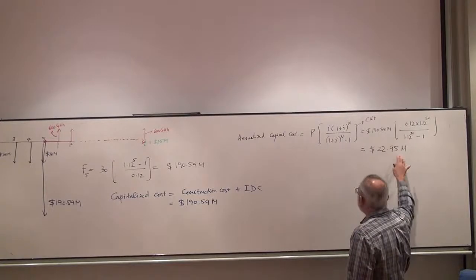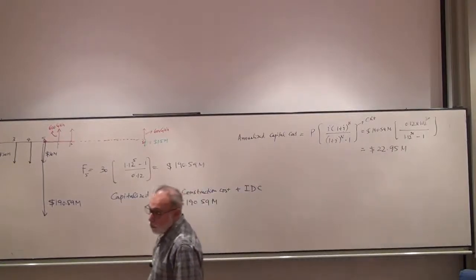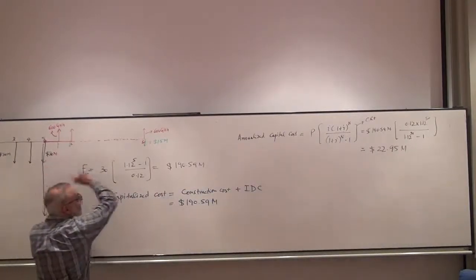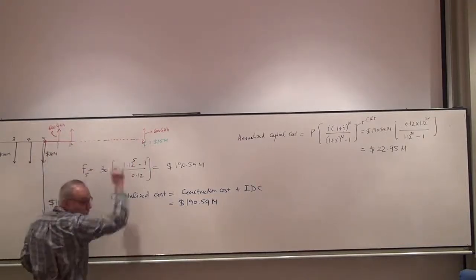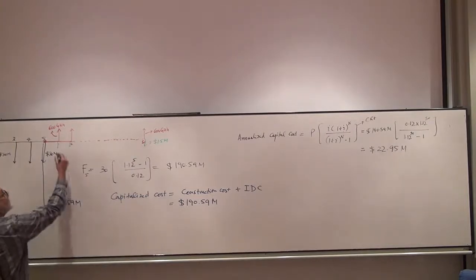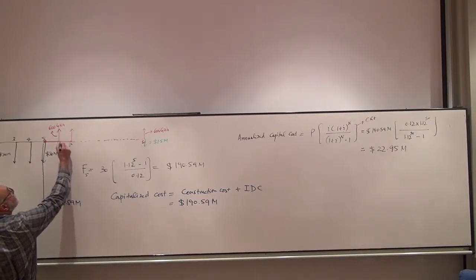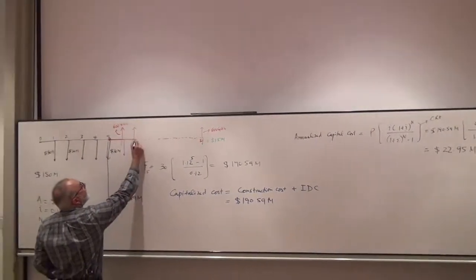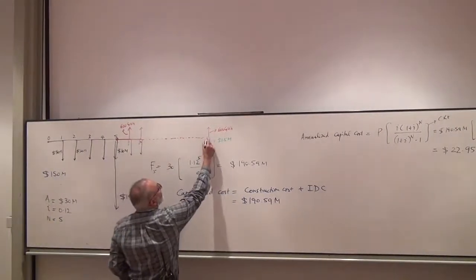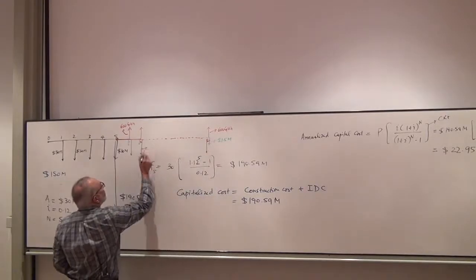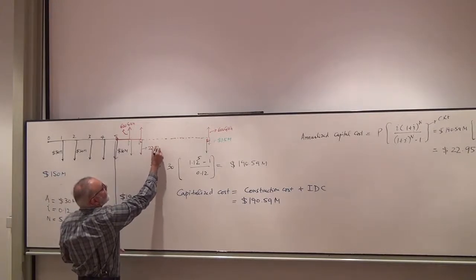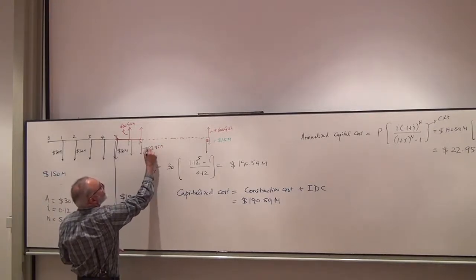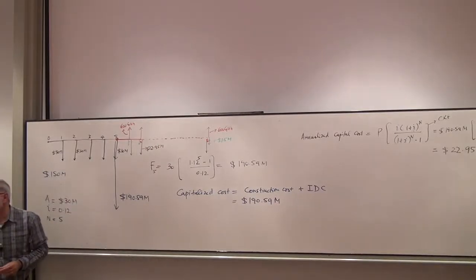This 190.59 is now spread over 50 years: 22.95, 22.95 and so on. This cost is now spread over 50 years, and this is $22.95 million. Clear?